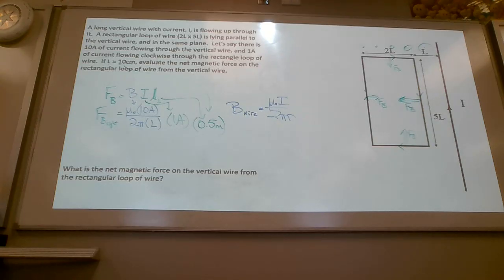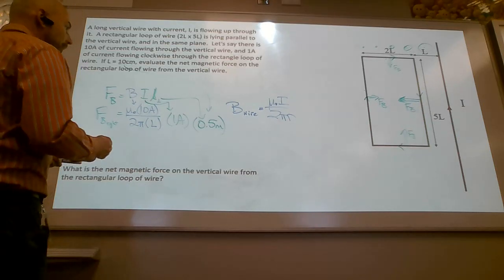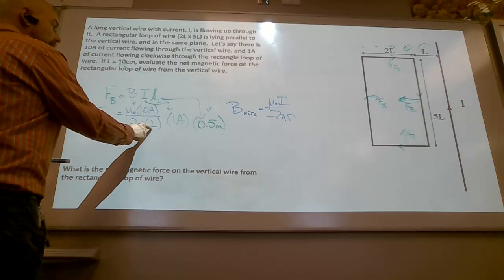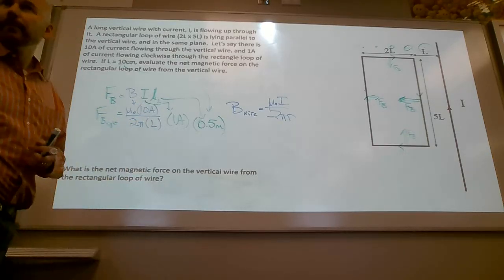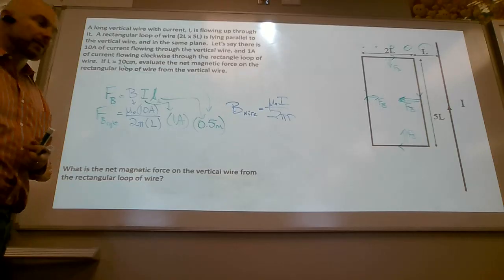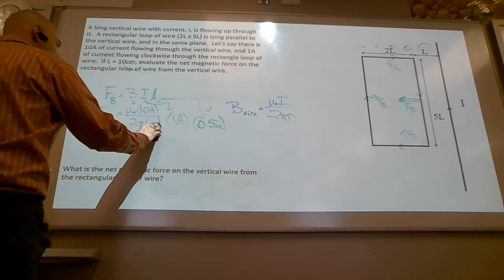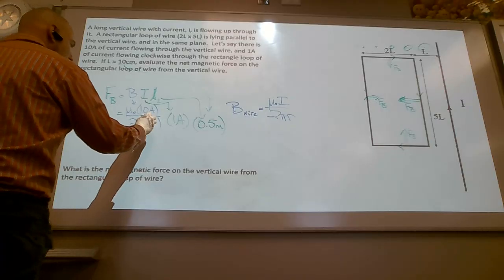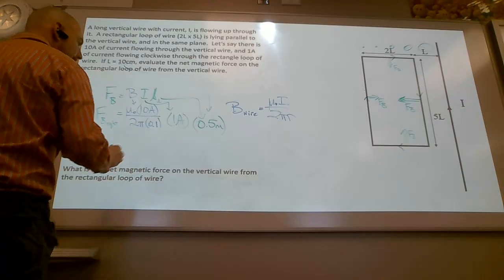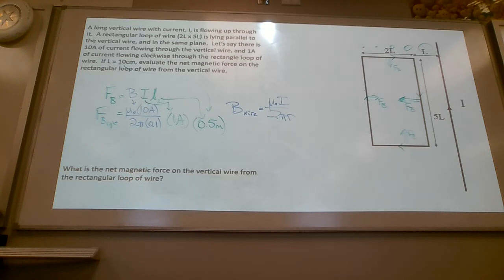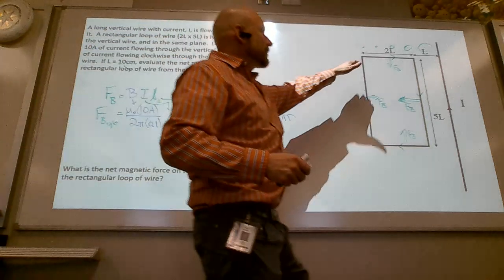Okay. And then I'm going to do the same thing for the left side, except this is going to be 3L. Sorry, that should be 10 centimeters, so 0.1. Good with that? Okay. What is the net force on the vertical wire from the right? Okay, so these two cancel each other out.